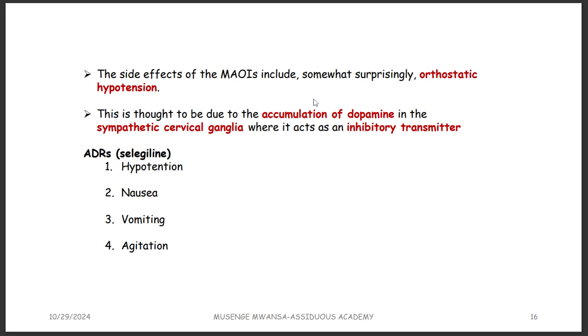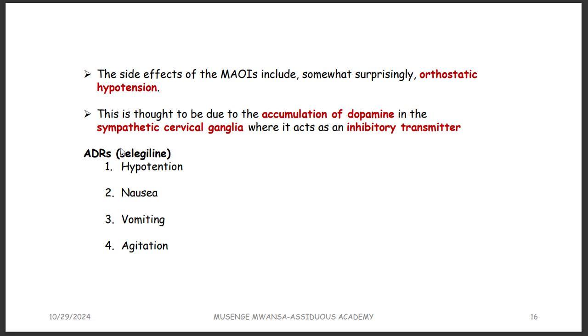And this is because of accumulation of dopamine. Okay? Dopamine is going to be increasing in the sympathetic cervical ganglia. And when that happens, dopamine starts acting as an inhibitory neurotransmitter in the sympathetic. Remember, dopamine is not normally inhibitory, but specifically here it is inhibiting the norepinephrine, which produces hypertension. So you have got orthostatic hypotension.